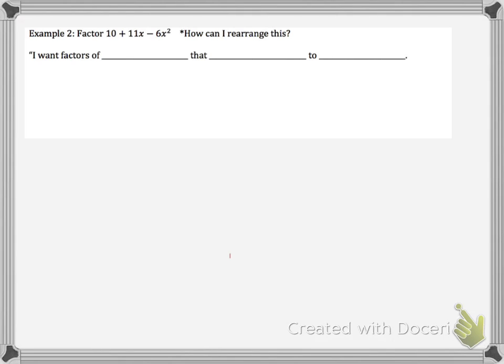For this next one, you see that we're not in descending order, and you see that hint of how can I rearrange this. So I do want you to rearrange it into descending order. You want to make sure, of course, that you bring along the sign of the terms correctly. So that would be a negative 6x squared, because in the original that's being subtracted. And then plus 11x plus 10.